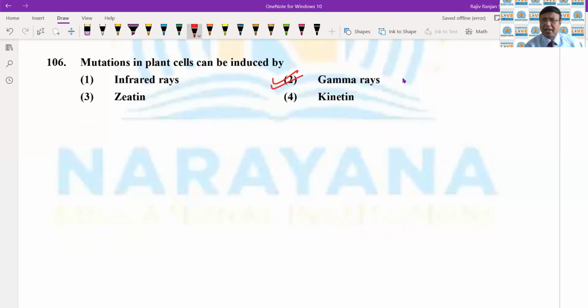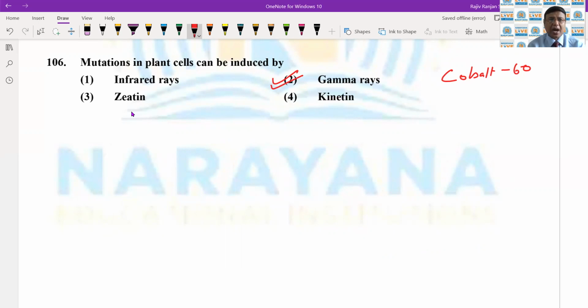Gamma radiations come from the radioactive substances. Alpha rays, beta rays, and gamma rays are the radioactive radiations from the radioactive substances like cobalt-60. And gamma rays are bombarded upon the seeds, etc., in the gamma gardens of the atomic agencies, which get the plants from the plant breeding centers, so that gamma radiations can be put upon them, and mutations can be caused in order to develop the mutant varieties that may be of some use. Okay, so gamma rays is the correct option.